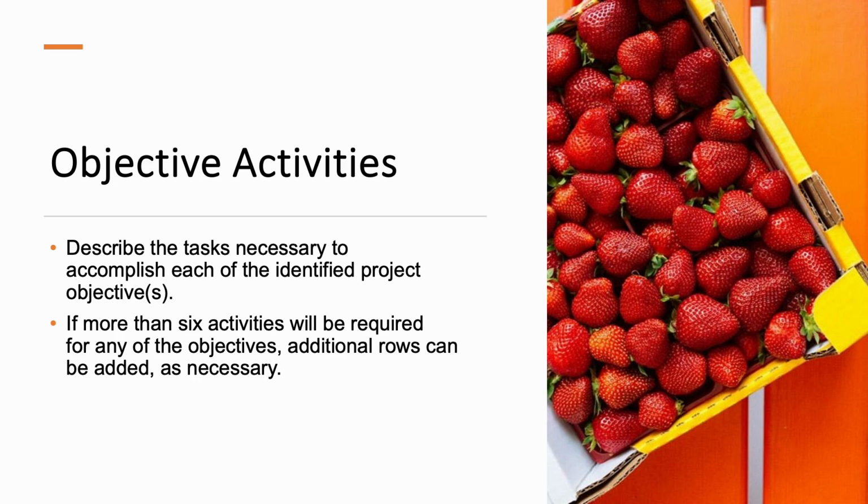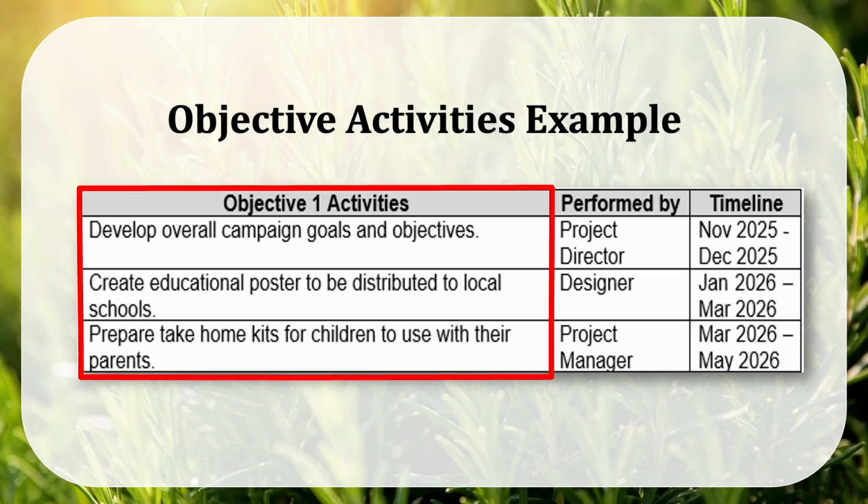Objective activities should describe tasks that will be necessary to accomplish each of the identified project objectives by listing the activities that will be conducted. This information should be input in the table provided. Sections for 6 objective activities are on the template, and additional rows may be added or removed from the table as needed. Examples of objective activities could be develop overall campaign goals and objectives, create an educational poster to be distributed to local schools, prepare educational toolkits to be used during child-parent cooking classes.